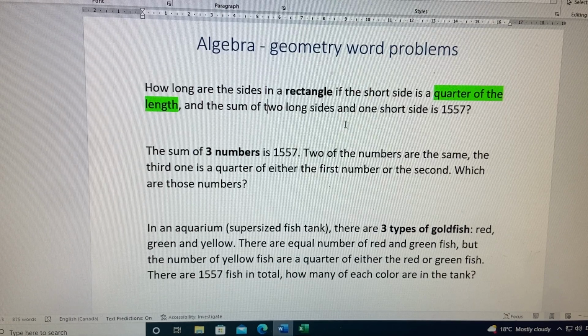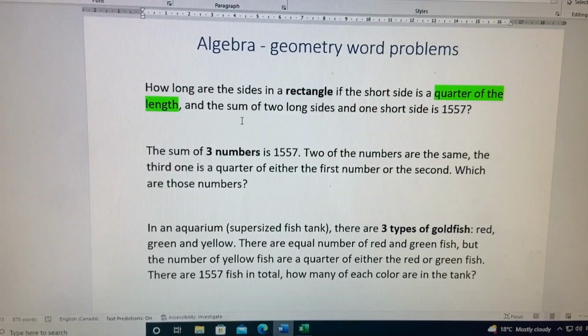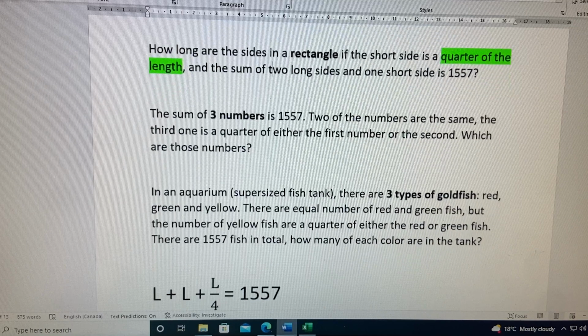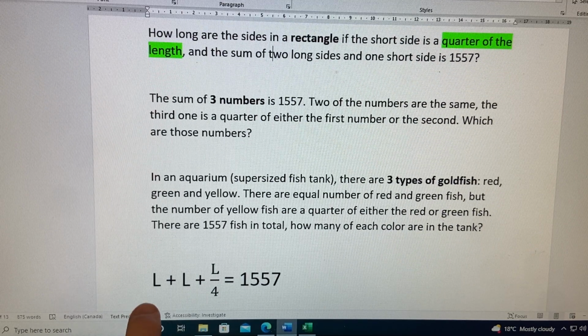So how do we write a quarter of the length? A quarter of the length is written as a quarter, like the fraction, and length is written as L. So what we have for the 3 sides of a rectangle is length plus length, those are the 2 long sides, and a quarter of the length, and they all add up to 1557.